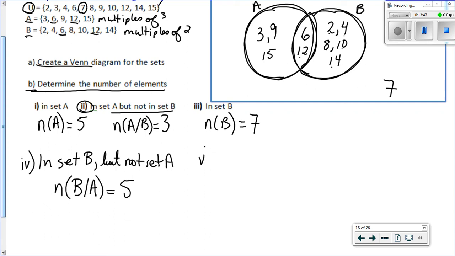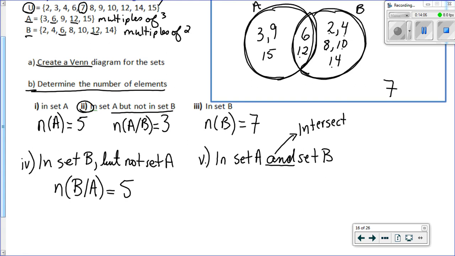Next, part 5 asks for in set A and in set B. So the word and, remember, that refers to the intersection. Which elements are in set A as well as in set B? So the notation for this is the number of elements in A and, which means the intersection with B. And so that's this section here in the middle. And there are 2. It's the 6 and the 12.